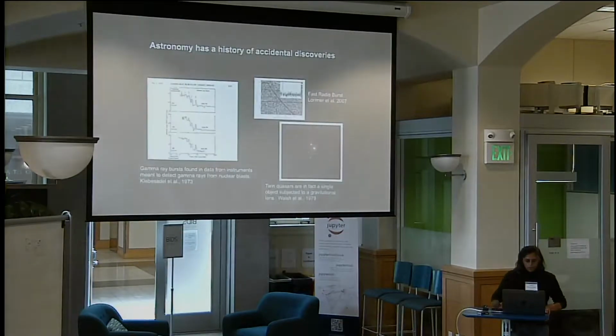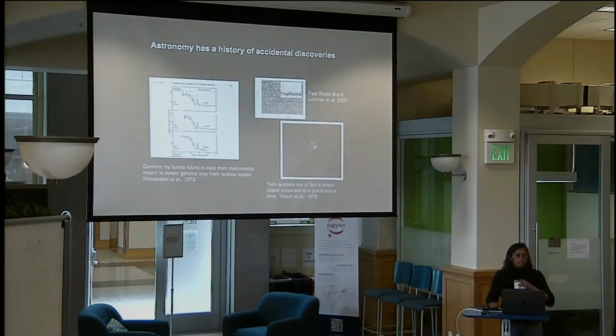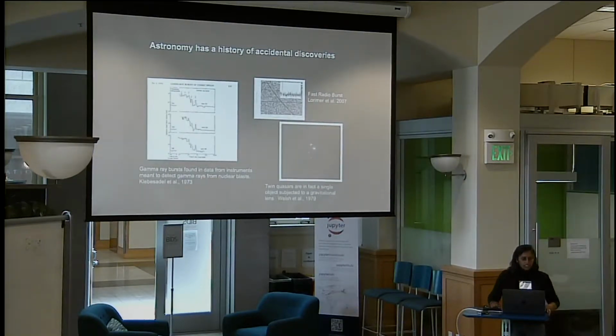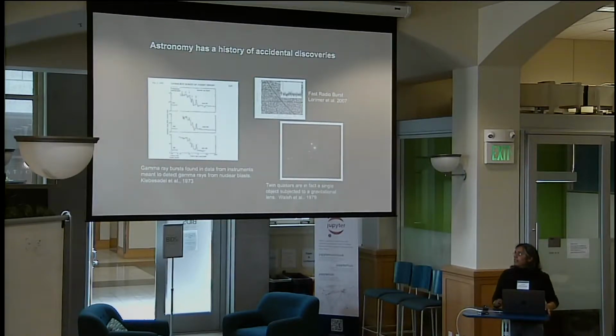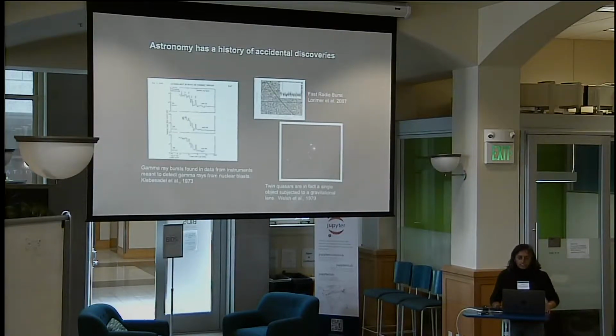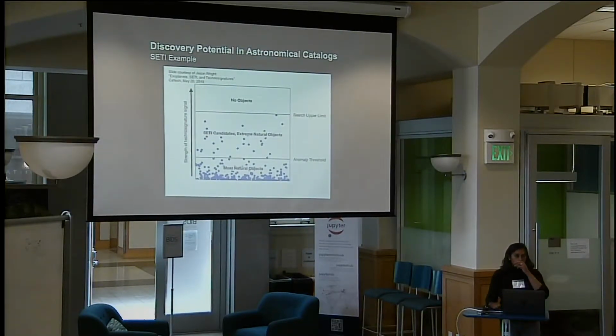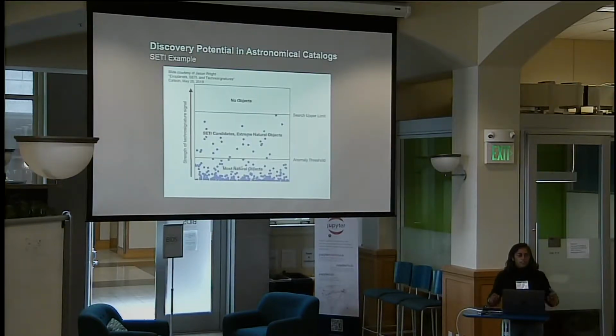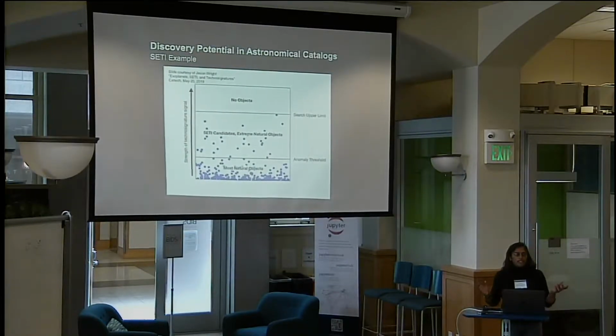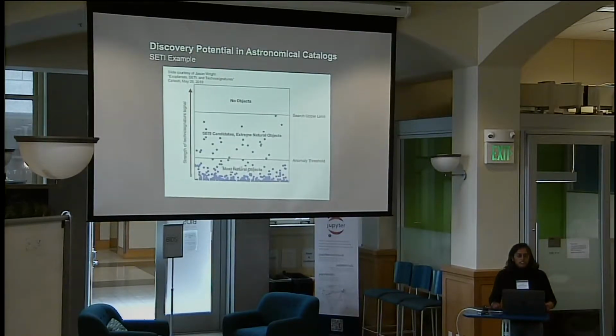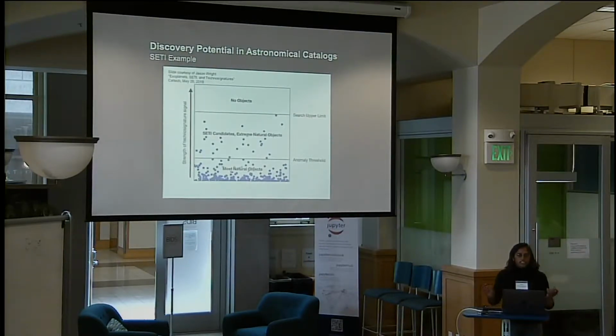I think everyone in this room knows that astronomy has a very long history of accidental discovery. These are just three examples: gamma ray bursts, fast radio bursts, and gravitational lens observations. I thought I would include a slide that I saw at a talk last week, courtesy of Jason Wright, who was talking about technosignatures, which is sort of the ultimate anomaly detection problem: how do we look through massive data sets for signatures of potentially advanced civilizations in our galaxy, maybe even outside of it.